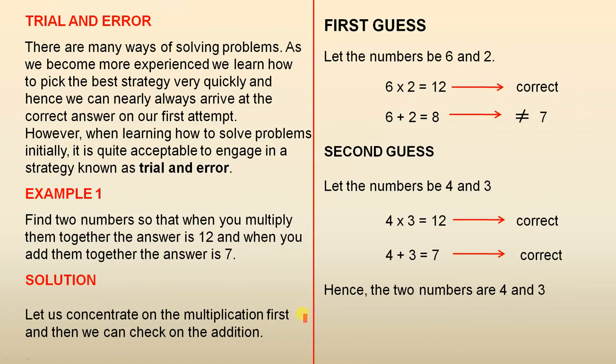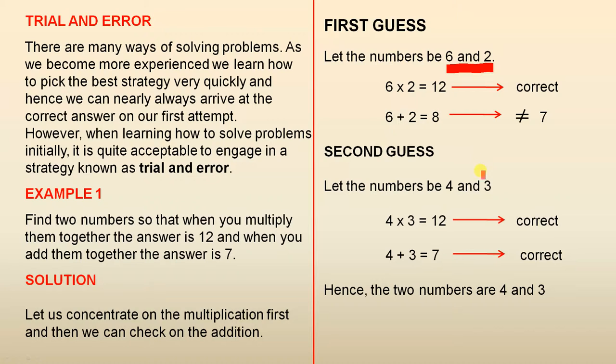Let us concentrate on the multiplication first, and then we can check the addition. Our first guess. Now, we know that when the two numbers are multiplied together we get 12, so let's try 6 and 2 as the first two numbers. So 6 2s are 12, so that's correct. Now let's add them. 6 plus 2 is 8, that does not equal 7, so those two numbers that we guessed, they're not the answers.